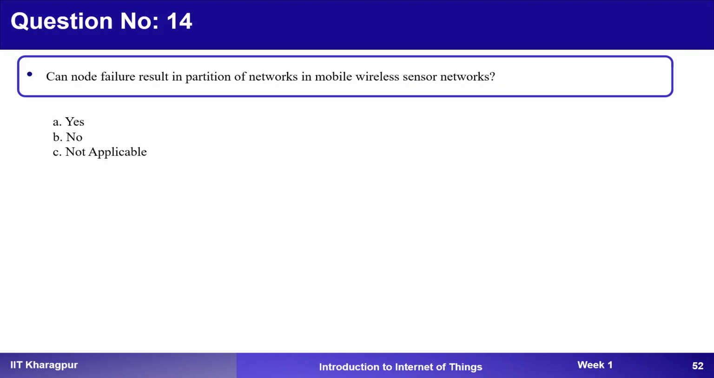What are the four properties of mobile wireless sensor network? Ma'am, configure, heal, and self-optimize. Self-optimize. Fourth one, P for? Ma'am, protect. Protect, are you sure? Protect, yes ma'am.